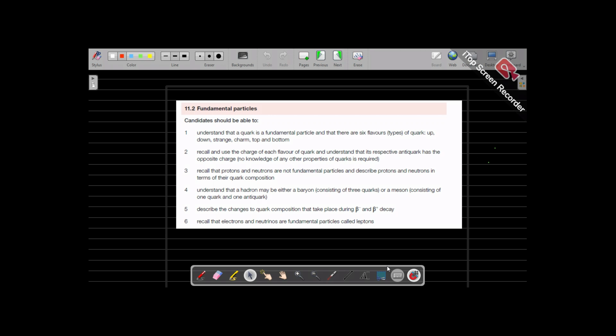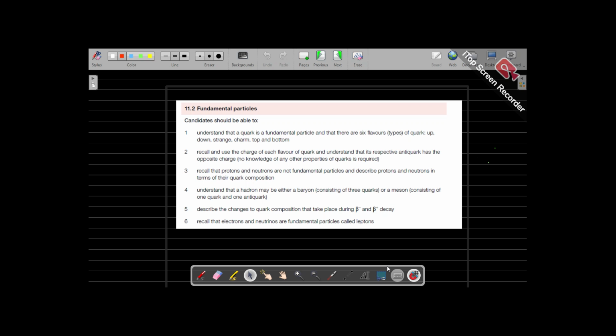They have the exact opposite charge, and there are other properties of quarks as well, but we'll not be getting into them. Then recall that protons and neutrons are not fundamental particles, that is, they are made up of something. And describe protons and neutrons in terms of their quark composition, which of course gives us a hint that they are made up of quarks.